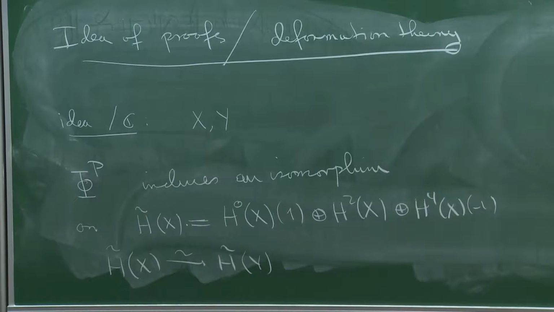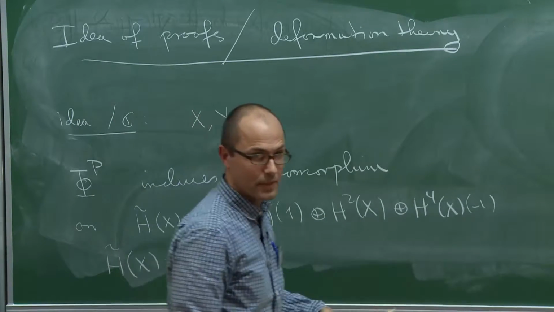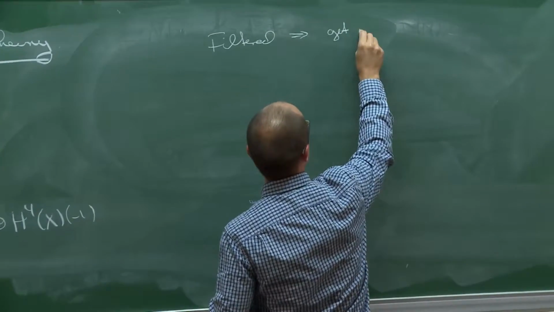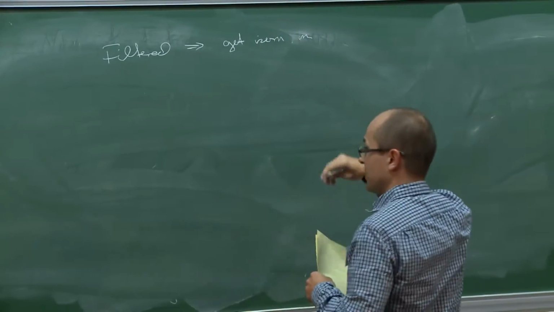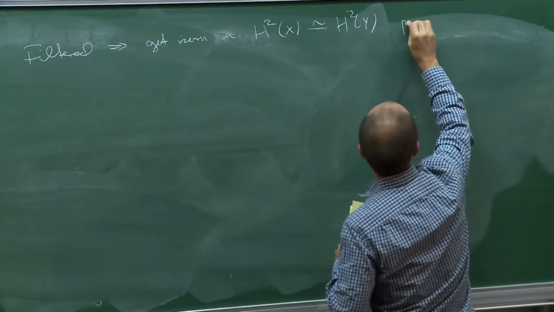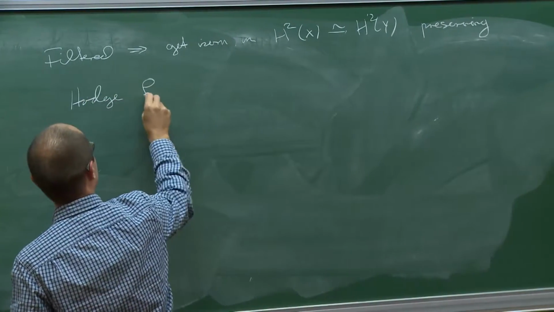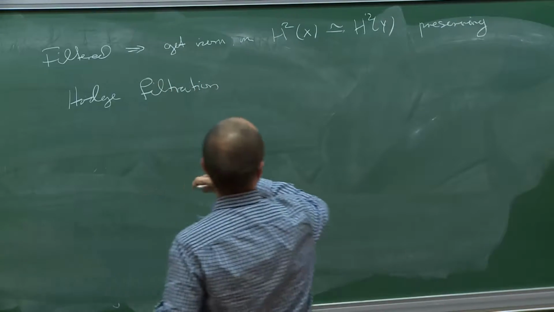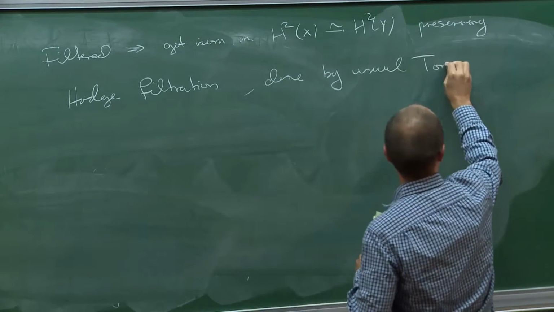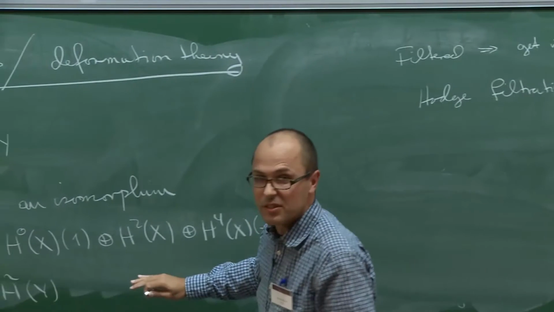on these Mukai lattices, and the filtered condition tells you that it induces an isomorphism on H2. Right? So filtered implies you get an isomorphism on H2, preserving the Hodge filtration. And so we're done by the usual Torelli. Okay, so in some sense, we're imposing a much stronger condition than the usual Torelli condition.